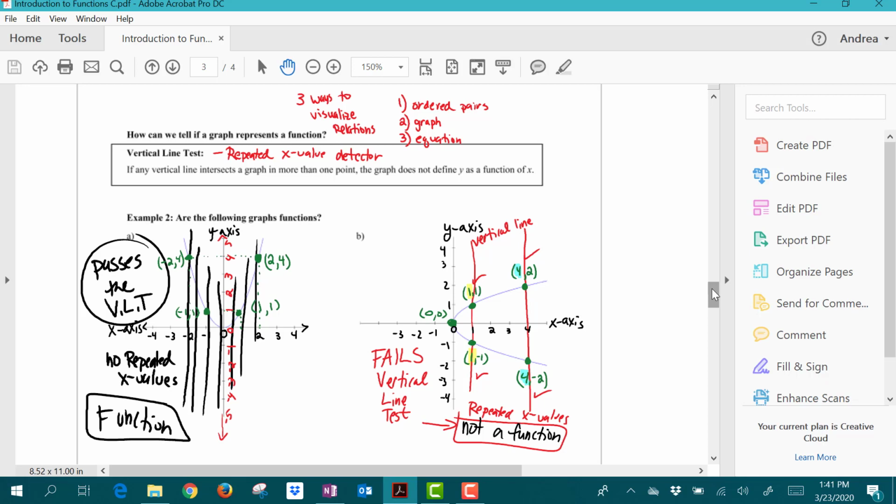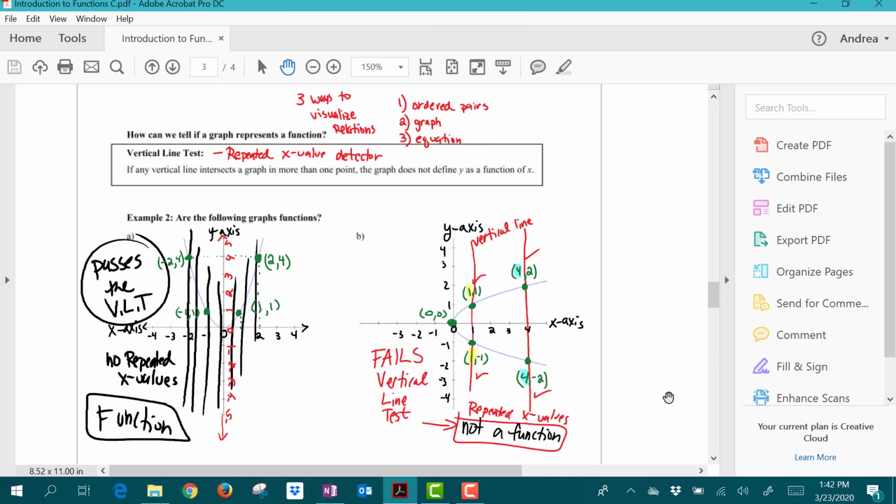In example B here, we had a vertical line that actually touched the graph at two places. And at the two places that it touched, that vertical line would tell us that we do not have a function. We have a repeated x value of 1 here, and then at the second place that the vertical line touches the graph, we have another x value of 1. So we have two ordered pairs that have the same x value. So the vertical line itself acts as that repeated x value detector. We've detected the same x value repeated, it fails the vertical line test, therefore not a function.